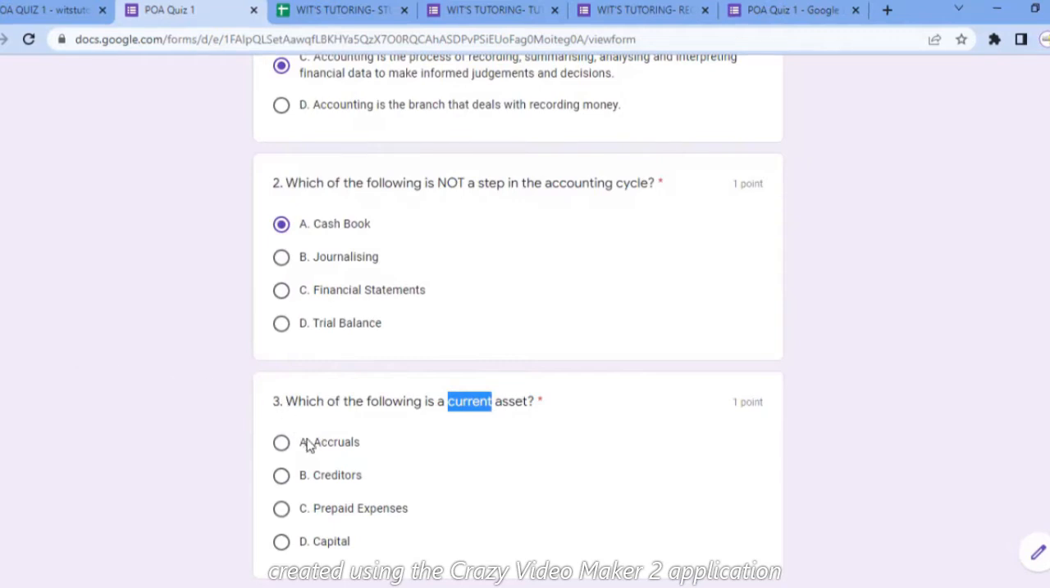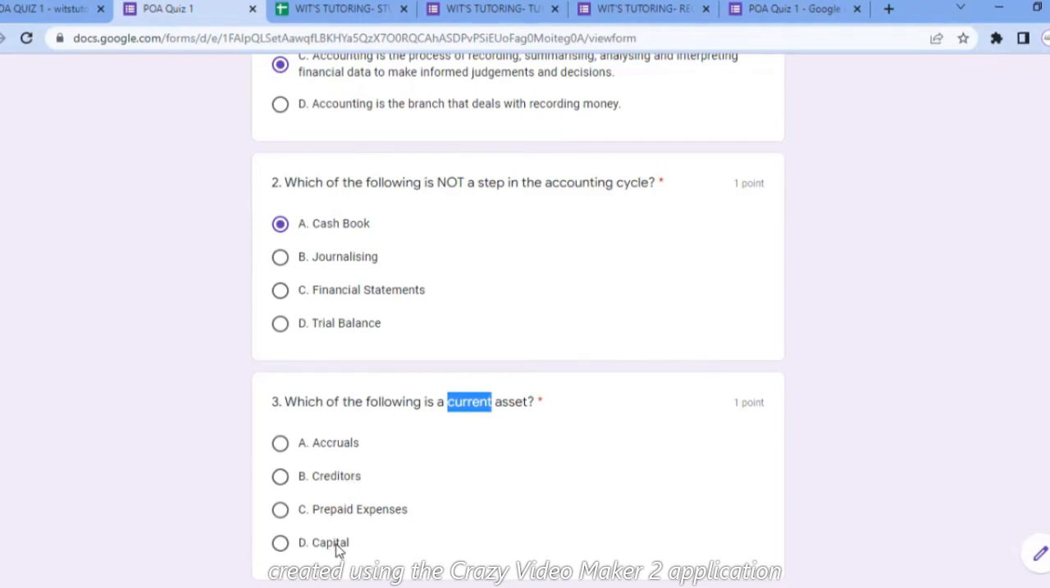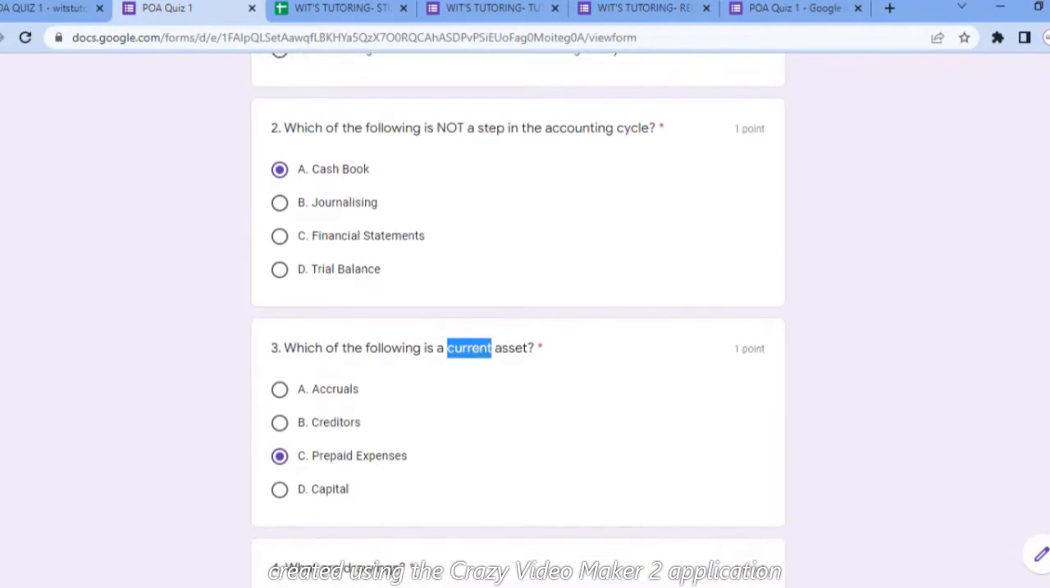Is it accruals, creditors, prepaid expenses, or capital? Which is a current asset, right? What's accruals? Accruals are owings, a liability. So no. Creditors are people whom we owe for goods, right? Suppliers we owe for goods are creditors. So no, that's a liability. What about capital? So the answer is prepaid expenses, right? Prepaid expenses are current assets. You'll see your prepayments under the current asset section in your balance sheet.